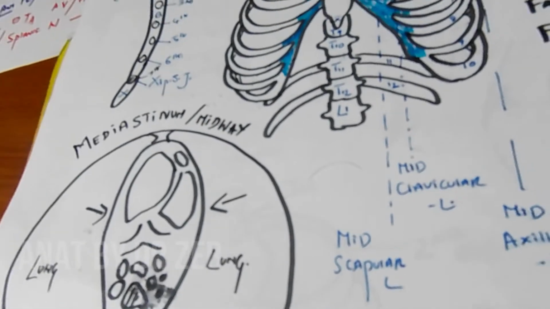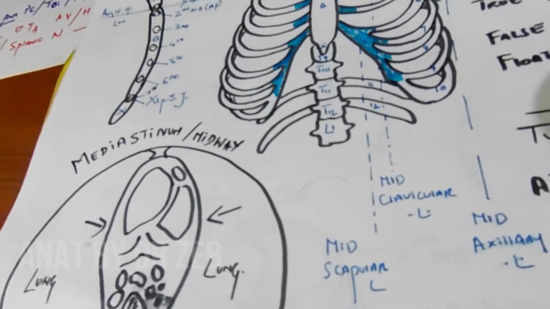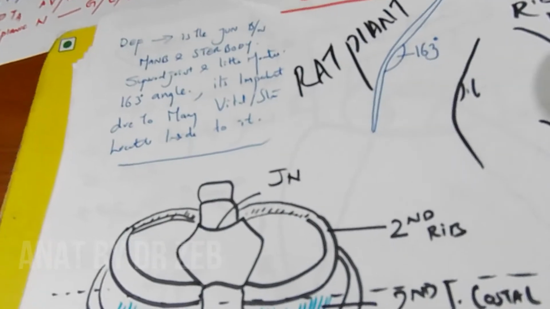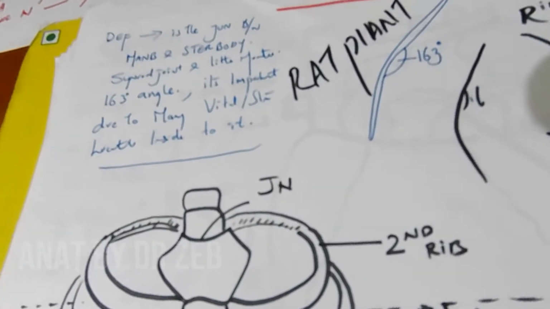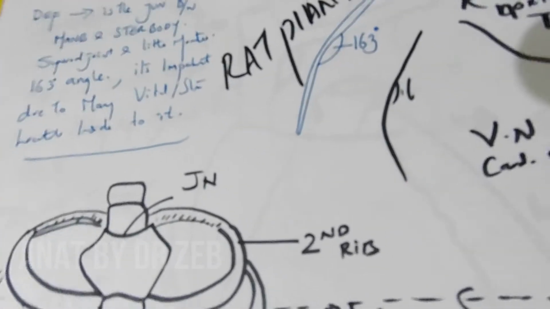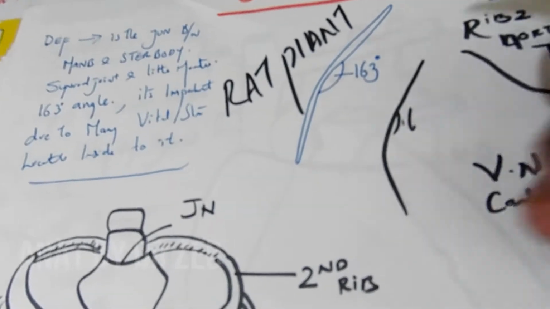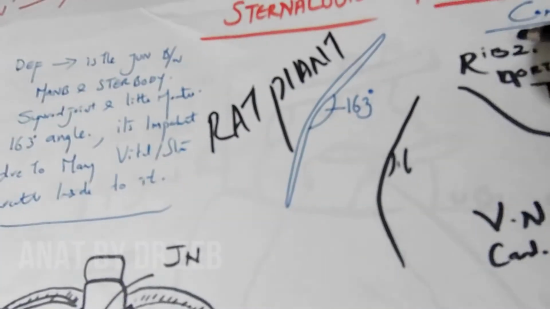I hope I'm not fast. This is how it is, simple. Let's now go on to study the sternal angle of Louis, the RAT plane I want to talk to you about. Okay, what is the RAT plane? The first thing we get is the ribs, the second rib to be precise.